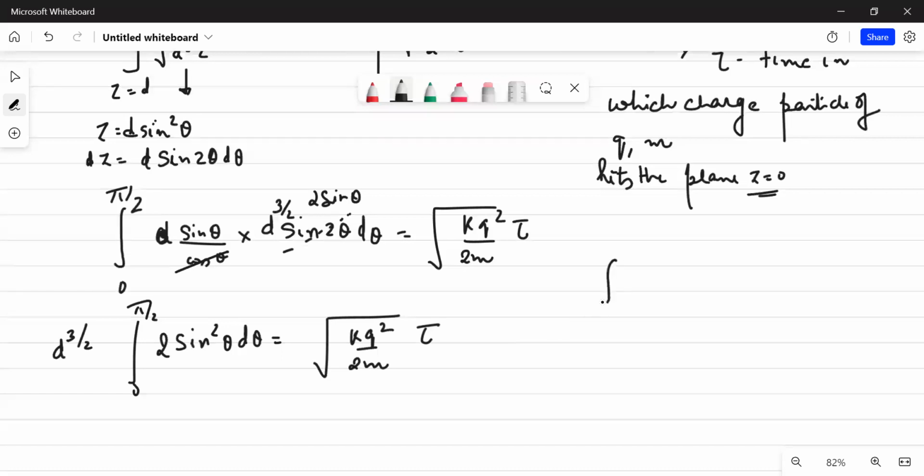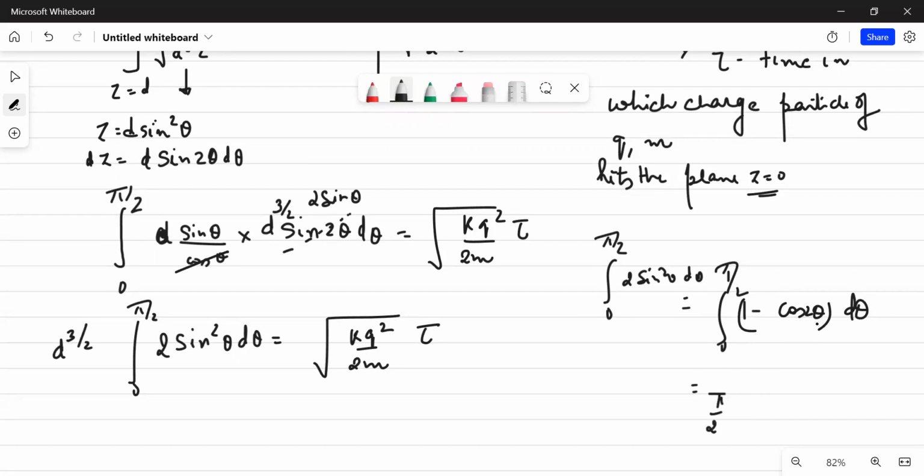One can clearly see that this integration from 0 to pi by 2, 2 sine square theta can be written as integration 0 to pi by 2, and I can write it as 1 minus cos 2 theta d theta. And obviously, this will give me pi by 2. Okay, because this cos 2 theta will become sine 2 theta, integral from 0 to pi by 2, gives me 0. So in a way, I will write it as 2 d to power 3 by 2 into pi by 2. Okay, that is fine. Because 2 sine square theta I have written as 1 minus cos 2 theta. So this would be pi by 2. And you have this root over kq square upon some tau.